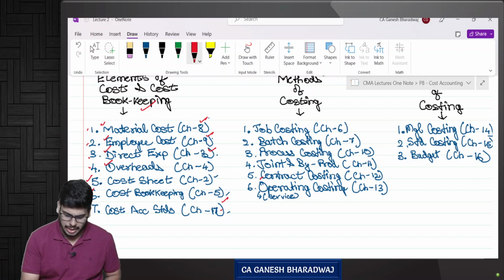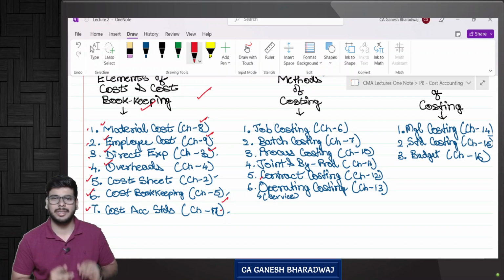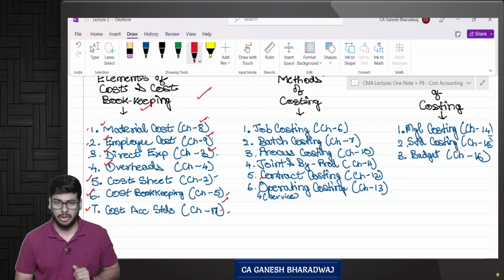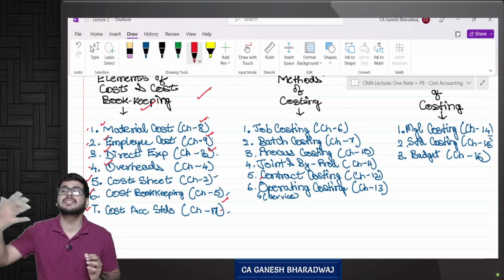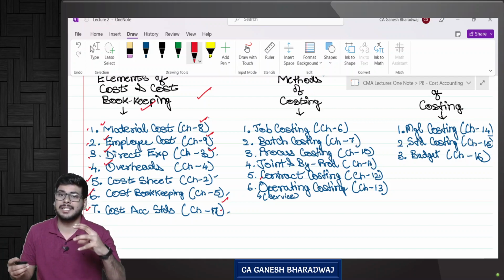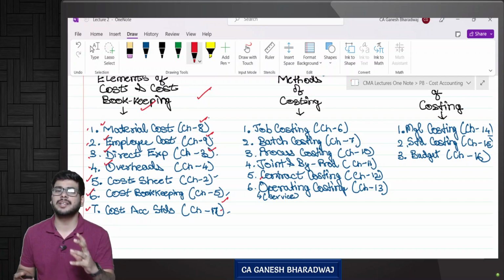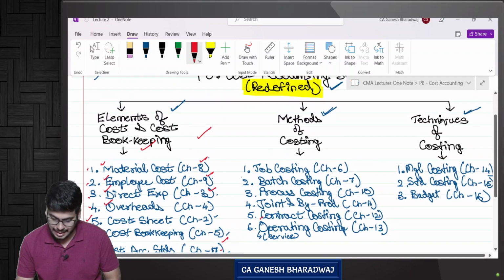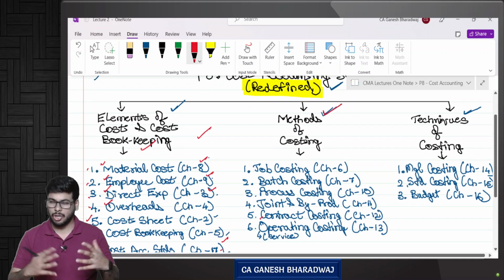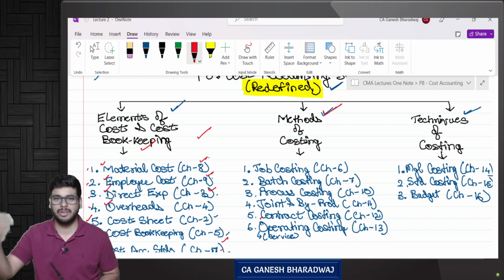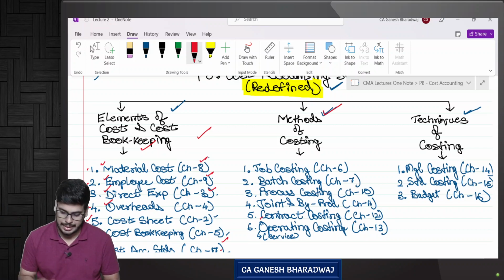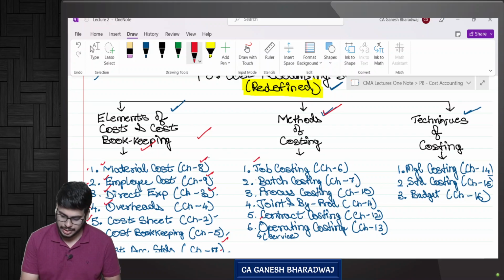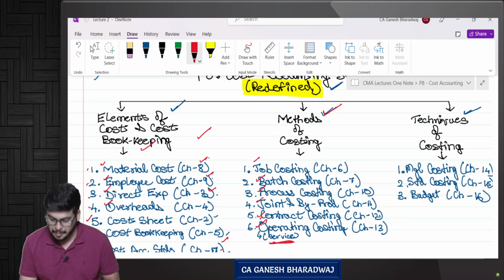Or to put it in other words, the cost accounting principles are broadly covered in classification 1, that is elements of cost and cost bookkeeping. But there are multiple sectors available in the market, and there are certain unique features applicable exclusively for each and every sector, and this gets covered under the second category called methods of costing. Or to put it in simpler words, sector wise cost accounting is called methods of costing. In this you will see job costing, batch costing, process costing, joint and byproducts, contract costing, and operating costing. Operating costing is nothing but service costing.